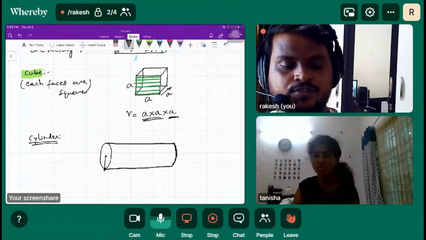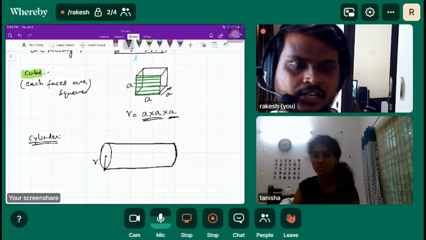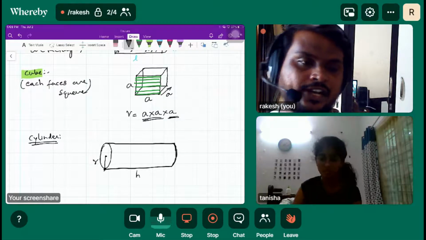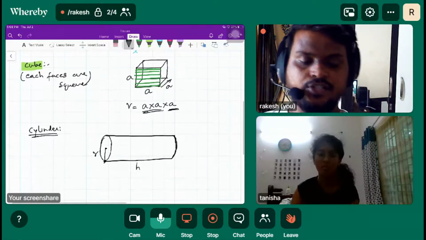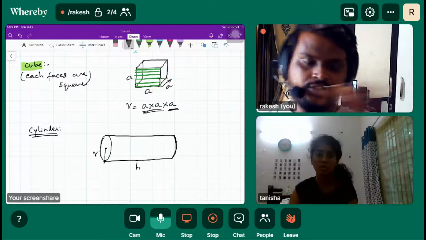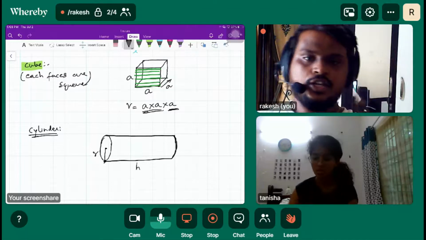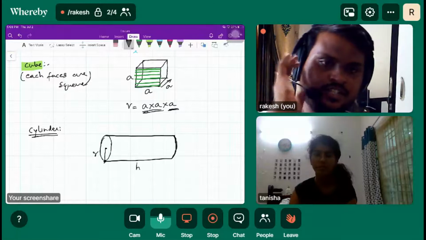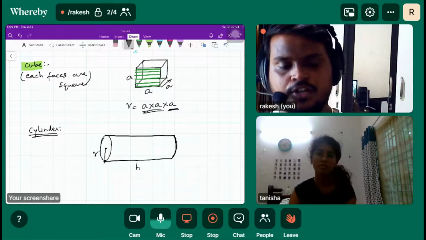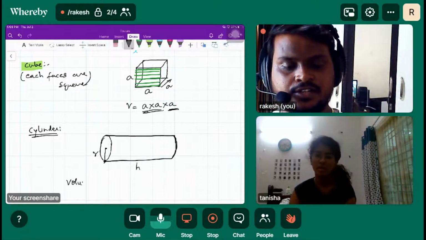If I give you that the radius of this circle is r, and it's going along h length. It's going inside the page, or it is basically here I have shown like this. So that cross section is going along h. So what is the volume of this cylinder?